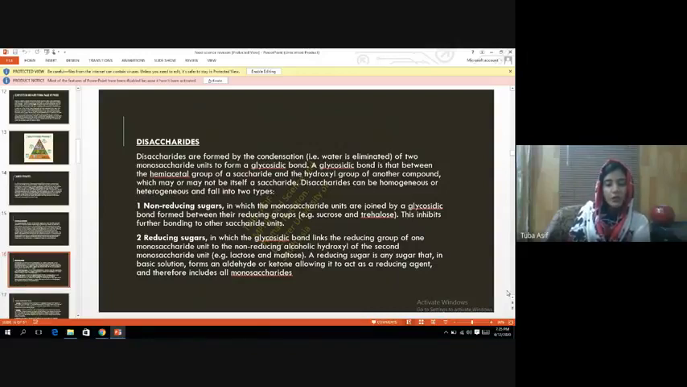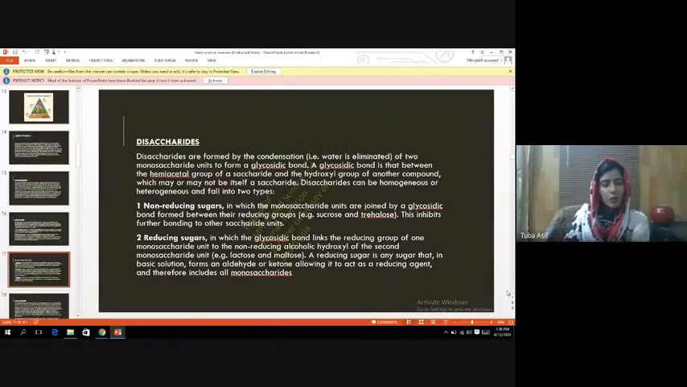Disaccharides can be homogeneous or heterogeneous and can be categorized as non-reducing sugars or reducing sugars. Non-reducing sugars are the ones in which the monosaccharide units are joined together by a glycosidic bond formed between the reducing groups, for example, sucrose and trehalose. This inhibits further bonding to other saccharide units. The other classification is reducing sugars, in which the glycosidic bond links the reducing group of one monosaccharide unit to the non-reducing alcoholic hydroxyl of the second monosaccharide unit. A reducing sugar is any sugar that in basic solution forms an aldehyde or ketone, allowing it to act as a reducing agent, and therefore includes all monosaccharides.